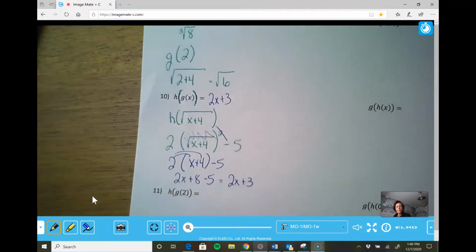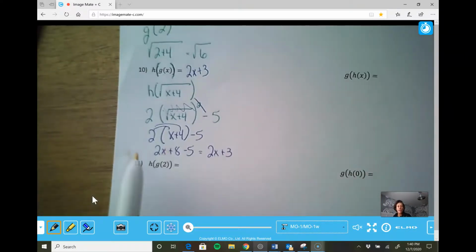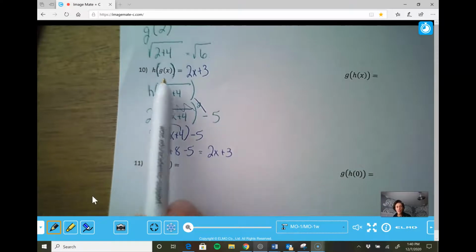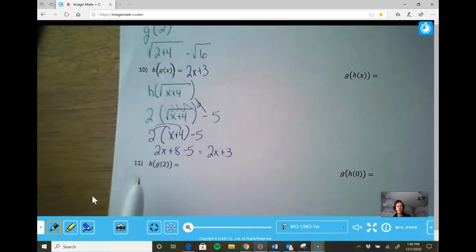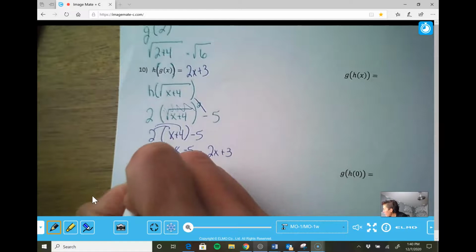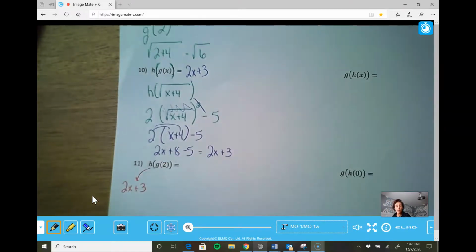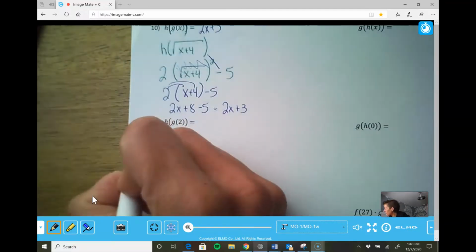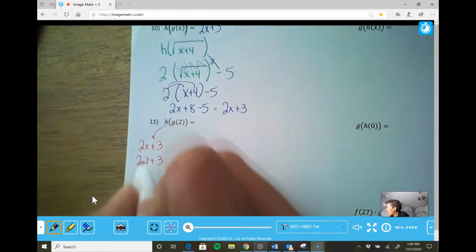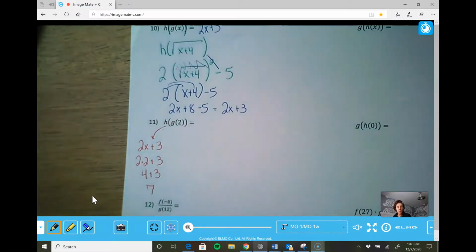So I want you to notice that 10 is going to be very similar to 11. Same thing over here, you have 2 options. This just says take that composite function that you just worked with and put 2 into it. Since my composite function was left with 2x plus 3, one way I could do this is just go to 2x plus 3 and put the 2 in there. That's actually probably the easiest way to do this problem. I'll multiply first, and then when I'm done, I get 7. So that's one way to do it.